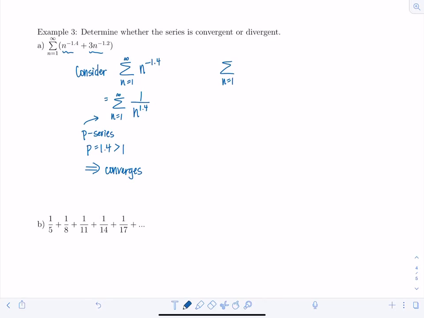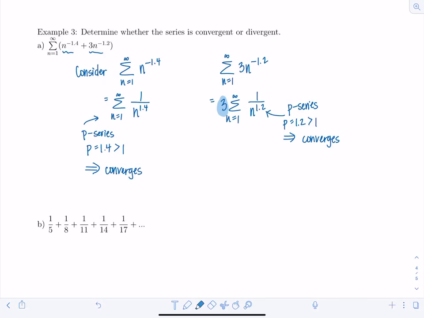Now I'm going to consider the next part. The sum n equals 1 to infinity of 3 times n to the negative 1.2. Well, I can take the 3 outside, so 3 times the sum n equals 1 to infinity of 1 over n to the 1.2. Notice this is also a p-series. What is p? p is 1.2, and that is greater than 1. So this series also converges. If you have an infinite series that converges and you multiply by a constant, it's still going to converge. If you have a series that diverges and you multiply by a constant, it's still going to diverge. So you can always pull out a constant and it will not affect the convergence or divergence of a series.